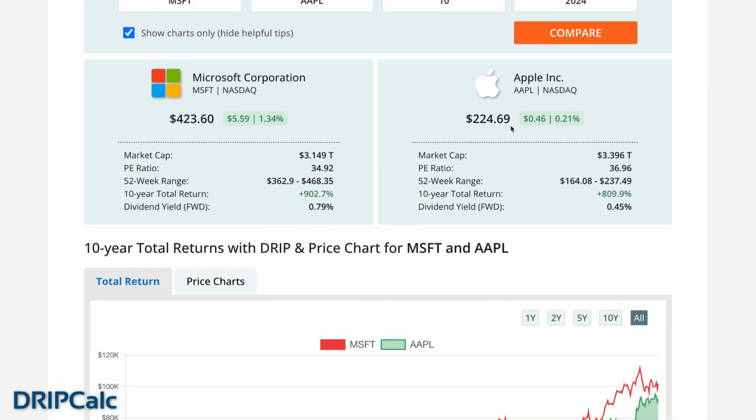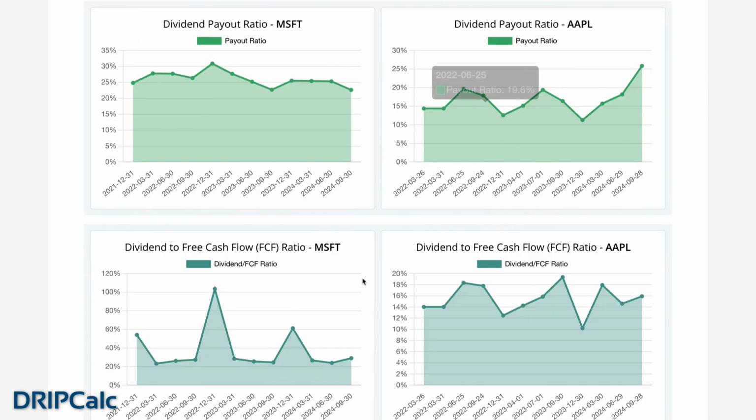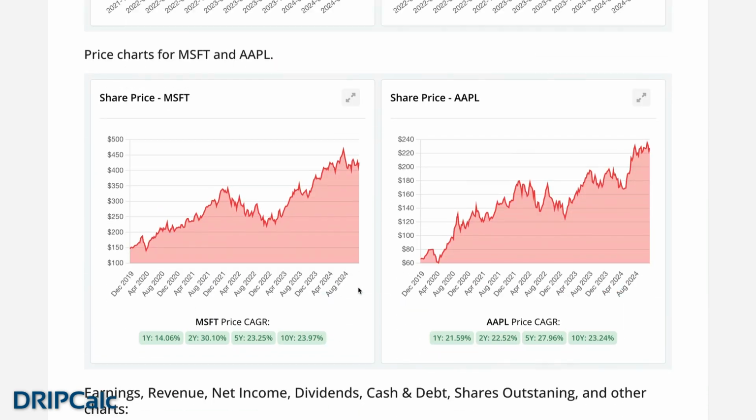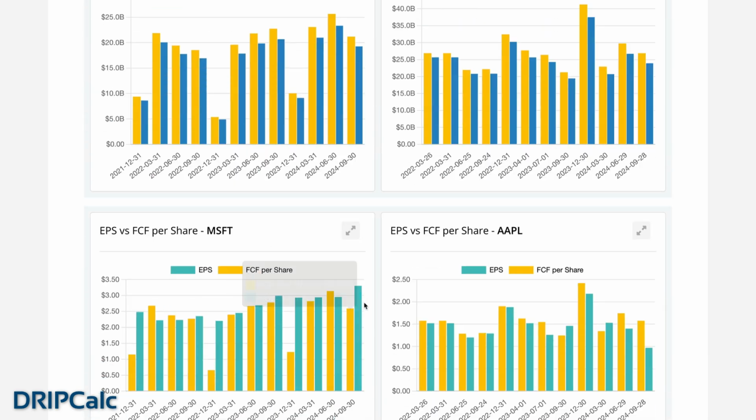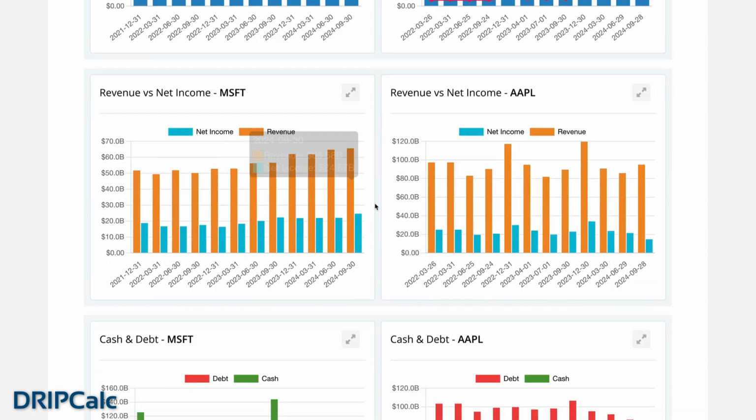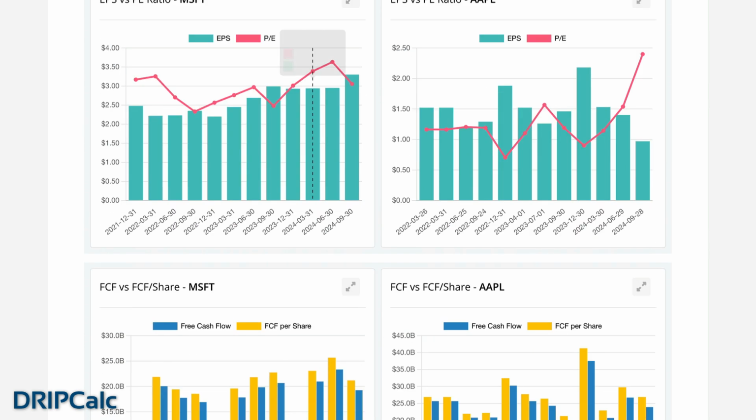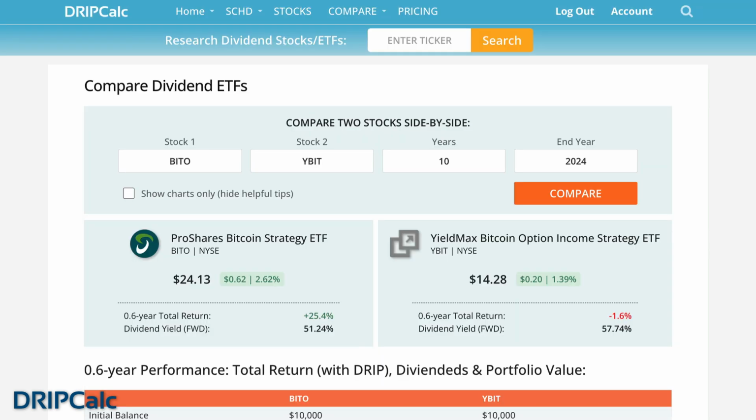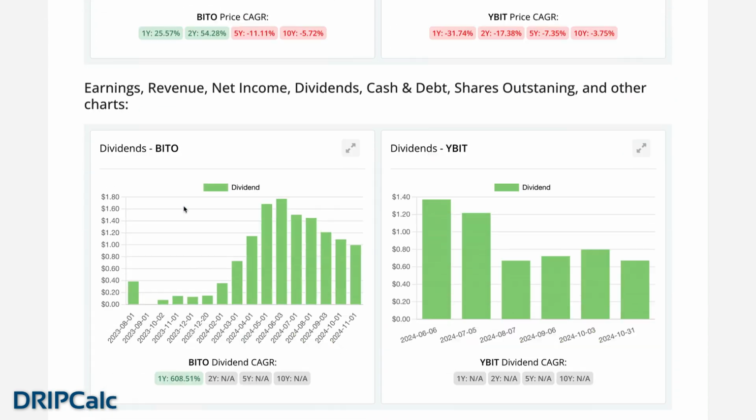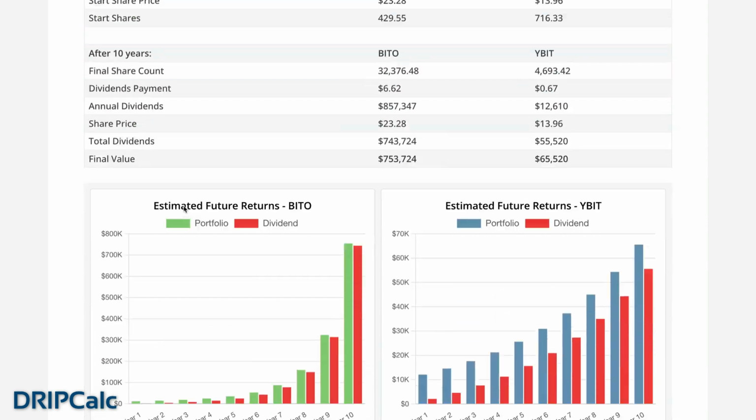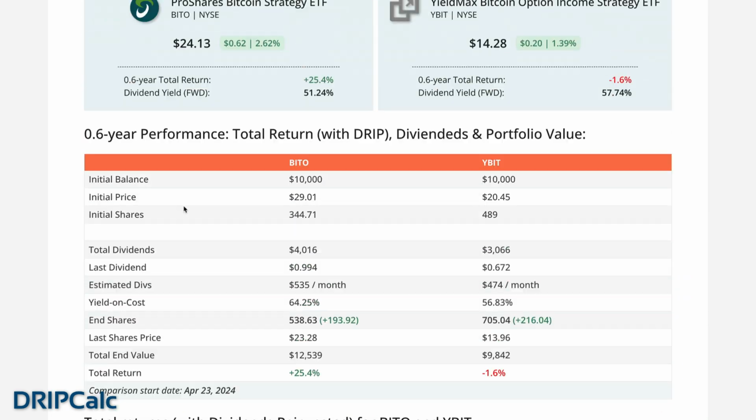So here, for example, we have Microsoft versus Apple. You can see here dividends, dividend payout ratios, and dividend safety. But then you have all these other metrics like free cash flow, revenue, cash and debt balances, and all of that good stuff. Now I'm going to close that, and compare ETFs basically removes all those extra charts, because ETFs do not have earnings, they do not have revenue, EPS, none of that good stuff. So it's a simplified version.